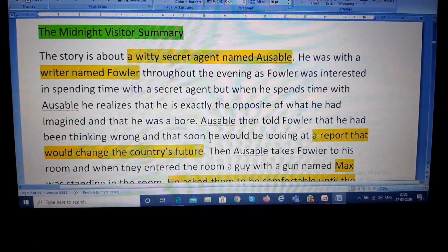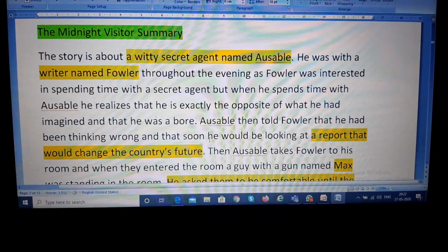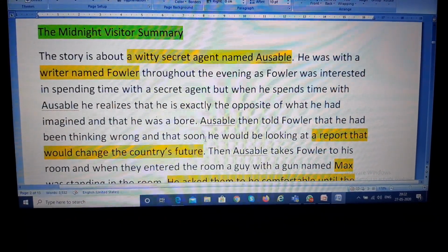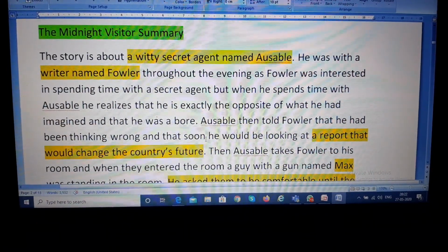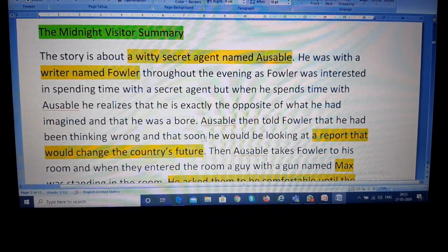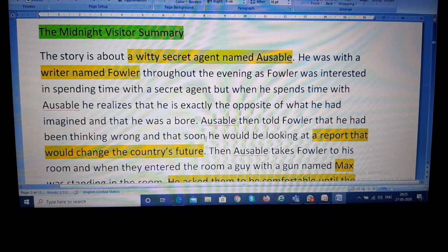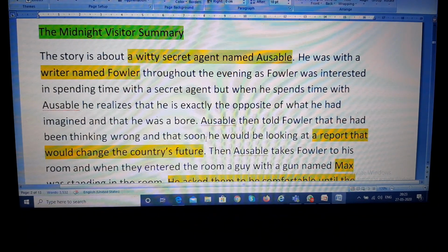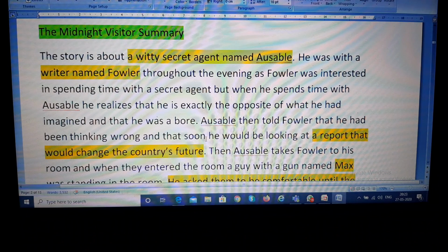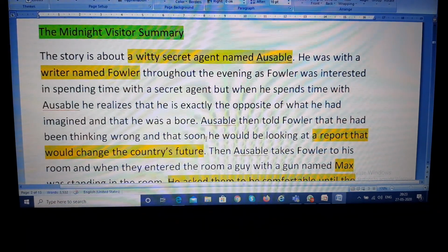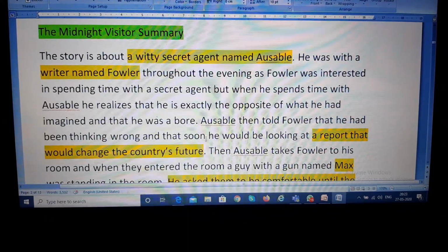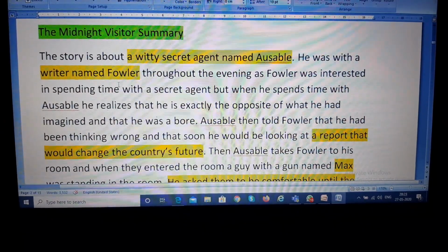Now, about The Midnight Visitor, let's first discuss its summary. The story is about a witty secret agent named Ausable. Witty, why? Because he is very clever. And when we read the chapter and reach its climax, we will realize that yes, he is really clever, really witty. He was with a writer named Fowler.